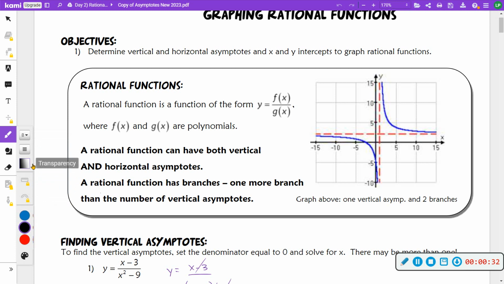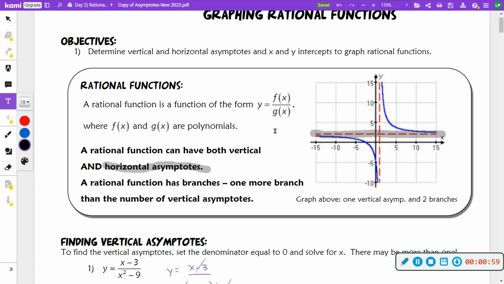And a horizontal asymptote, you may remember, horizontal is left to right. And so we would call a horizontal asymptote, that'd be this one right here. And so rationals sometimes have horizontal asymptotes. And remember, horizontal is always y equals.